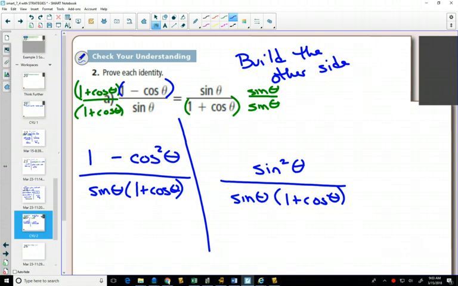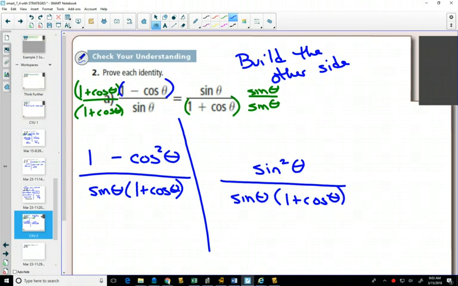Is there anything that you could change? Sine squared is equal to 1 minus cos squared, because we have sine squared plus cos squared equals 1. Okay? That's on our formula sheet. And anything you can do in your head in one step, you're allowed to substitute.